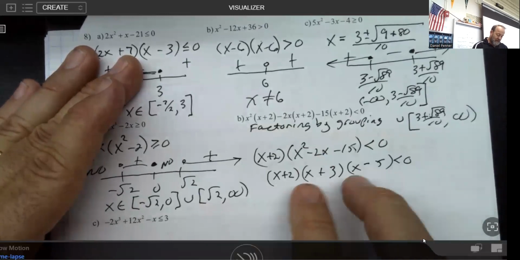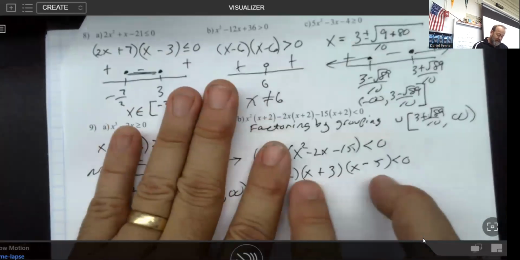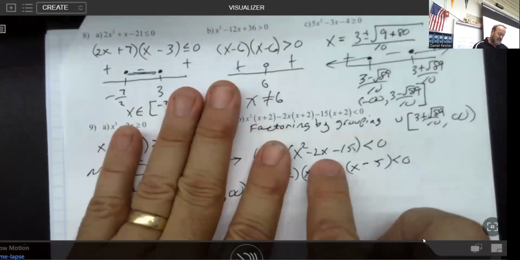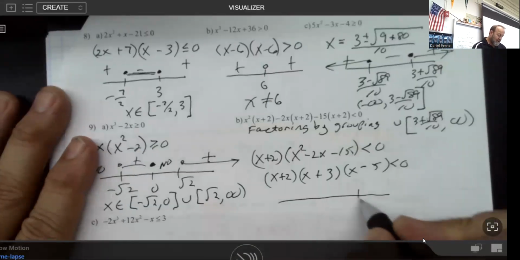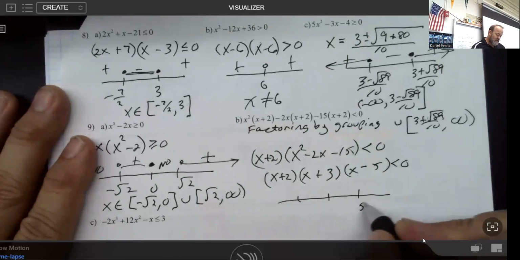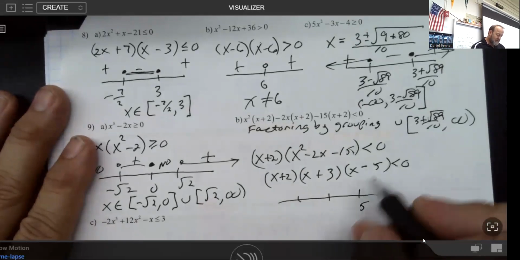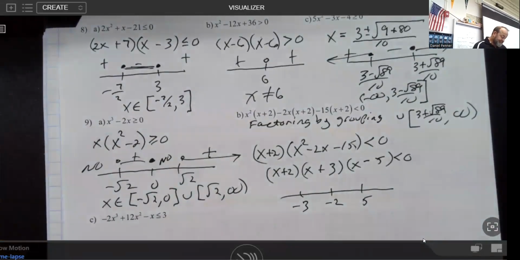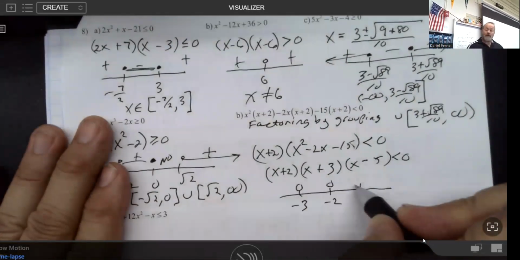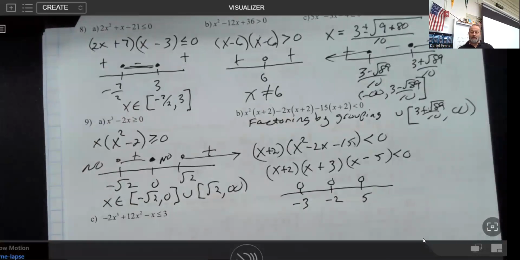So you notice you got x squared, right? A negative 5x and a positive 3x makes negative 2, and there's negative 15. And so we can yet again make my little number line. 5 is the largest number that I have. Negative 2 is next largest, and negative 3 is the next largest. We can't have any one of those numbers because they would yield a bad answer.